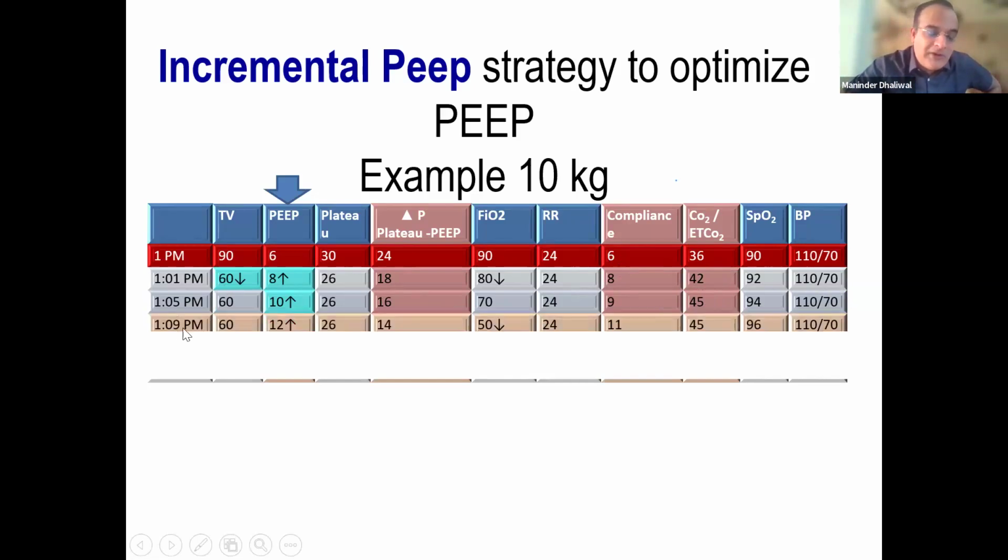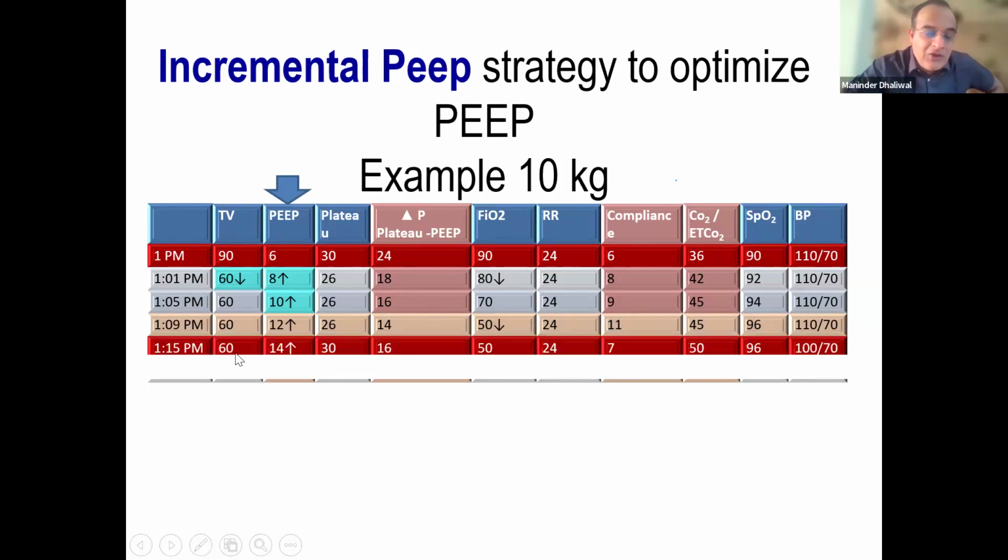So again, after 4 minutes, I increase the PEEP further to 12. Plateau is again 26, but driving pressure is 14. I am able to come down to 50. Respiratory rate remains the same and compliance actually improves further, but CO2 remains constant. It has not increased. That's a good point. That means my alveoli are now starting to open up. Saturation is improved and BP is further improved.